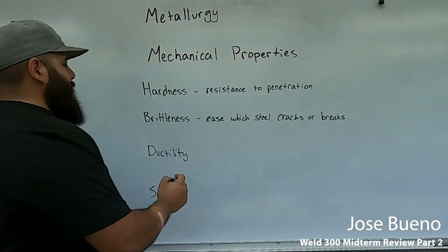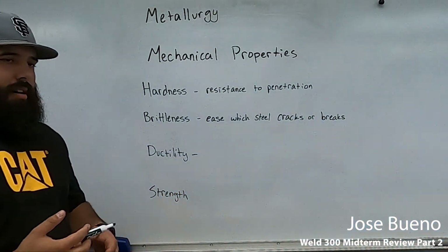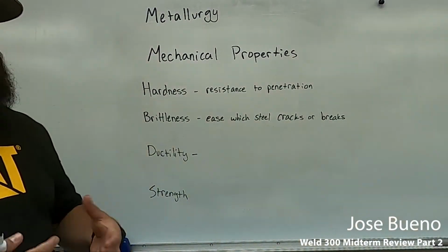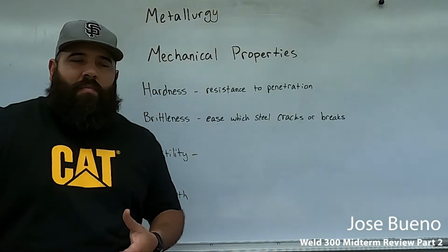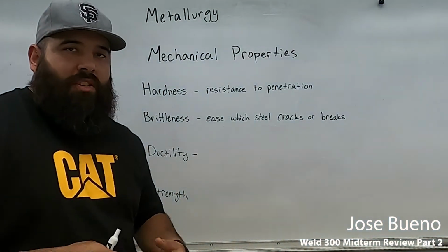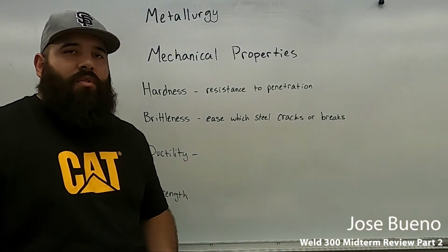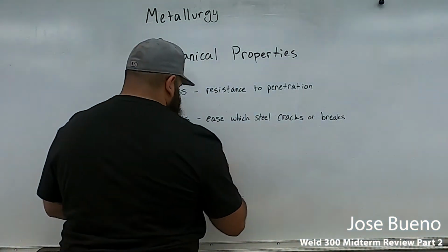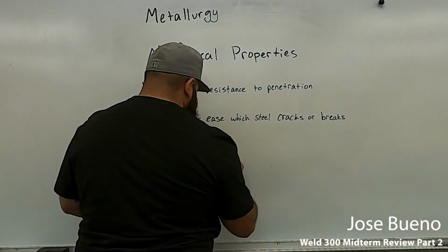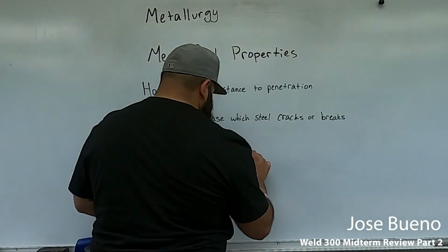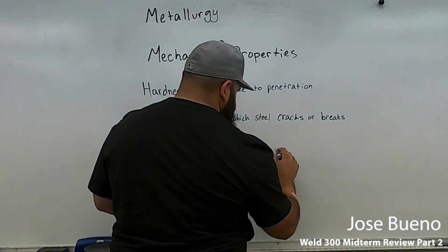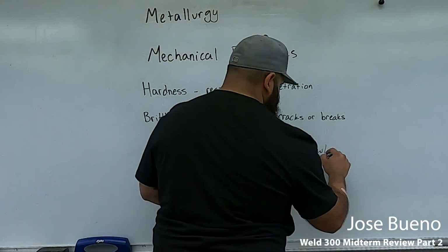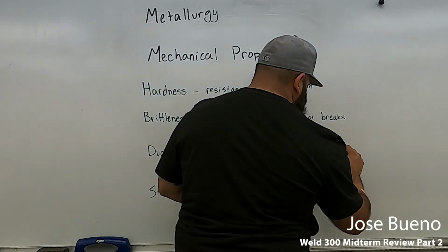Ductility is essentially the ability of steel to be bent, twisted, basically have its shape changed without cracking or breaking. So we'll say ability of steel to be bent without breaking.